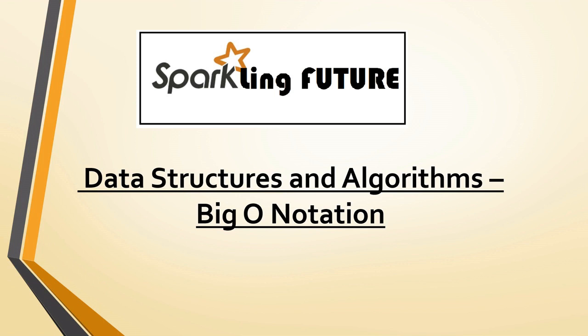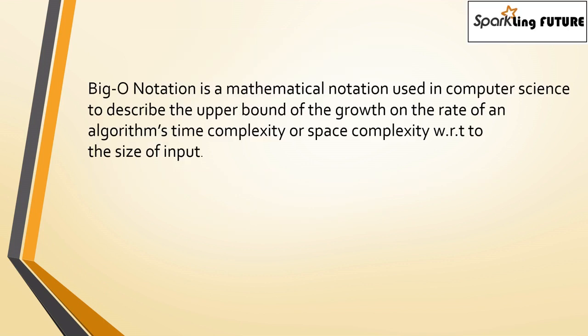Thank you. Friends, today we will learn what is Big O notation. Big O notation is a mathematical notation used in computer science to describe the upper bound of the growth rate of an algorithm's time complexity. Okay, this is the definition. But what exactly is Big O notation?